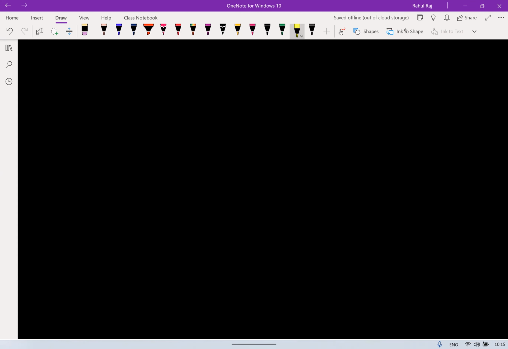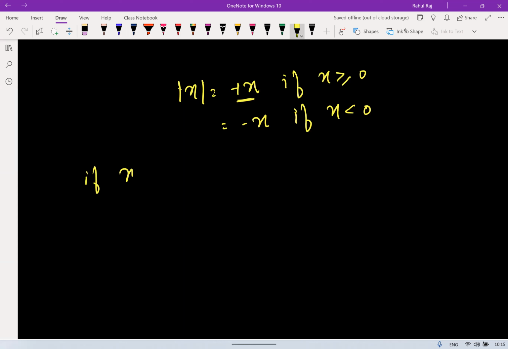See here. Mod x is equal to positive x if x is greater than or equal to 0. Time and again I'm coming to the definition of mod because this is very important. Mod x is equal to positive x when you know it's a positive number, x greater than or equal to 0, and mod x is equal to negative x if x is less than 0. So Alexa, imagine if I ask you, if x is less than 0, what is the value of mod x minus 3?